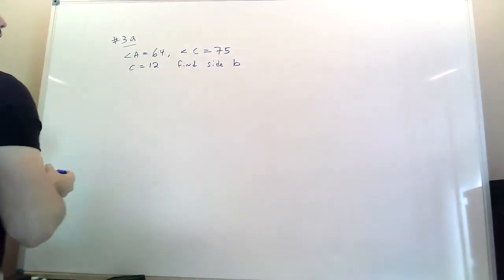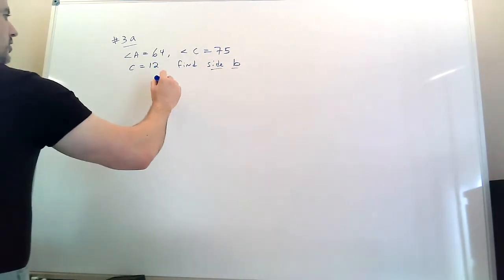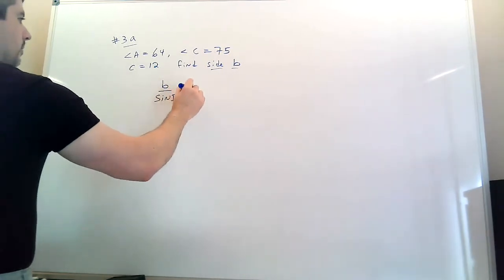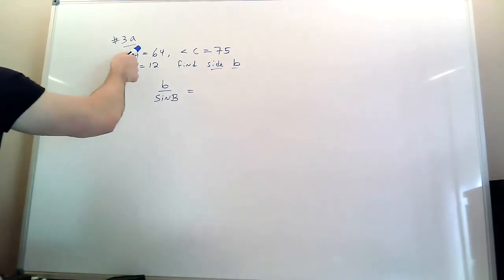This one, I give you two angles. Now, I want side B. As soon as you see that, you got to put this down. This is what I'm looking for. So I need that one. Now, then I look at the rest.